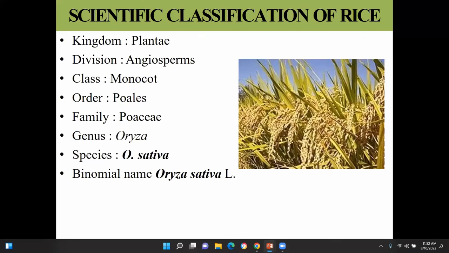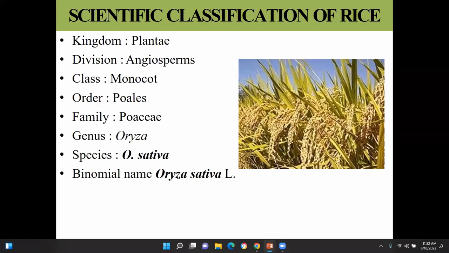Okay, this is the scientific classification of rice. Kingdom: plant, these things you already know. Division, and yes, class: monocot. Then order, family. Then the scientific name is Oryza sativa. The genus name is Oryza. The species is sativa. Then the letter L is mentioned.